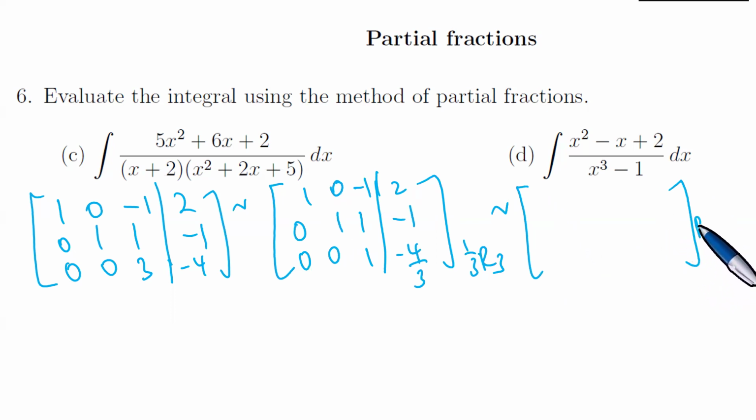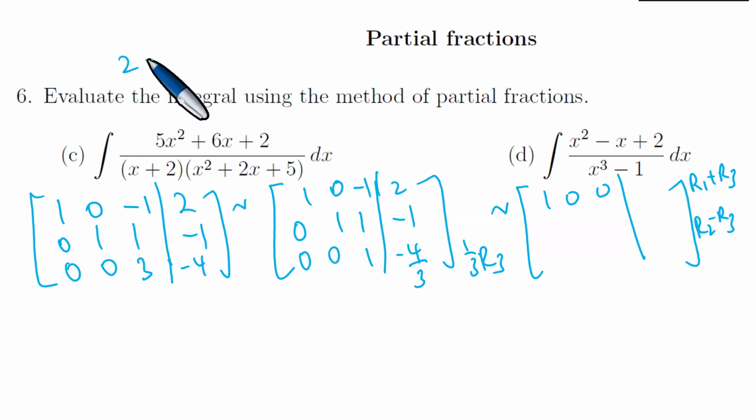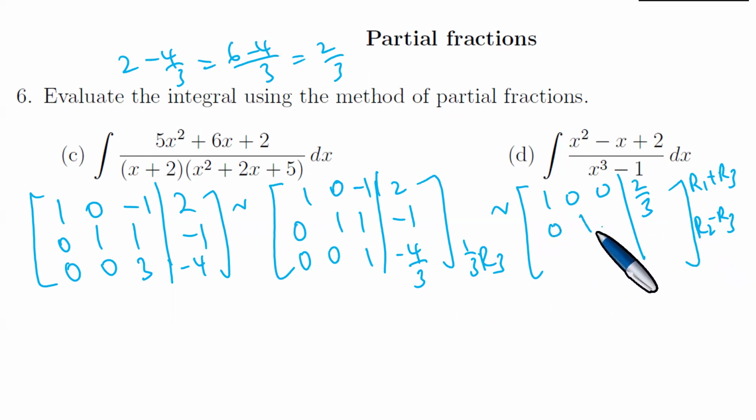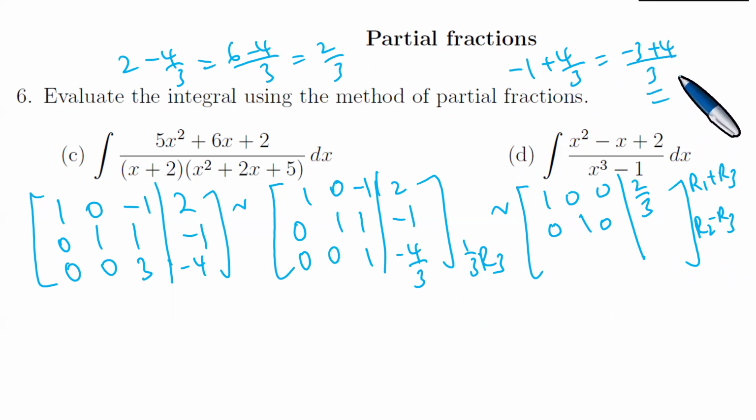So that you have row 2 minus row 3, row 1 plus row 3. 1, 0, 0. You add these two, so if you add 2 with minus 4 over 3, you get 6 minus 4 out of 3, and the result is 2 out of 3. So here you're going to have 2 thirds. Right, row 2 minus row 3, you have 0, 1, 0, which is 1 out of 3.